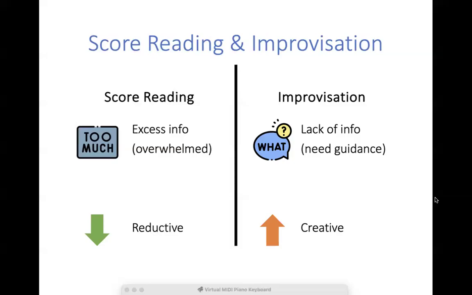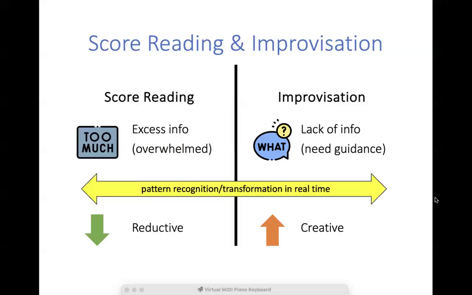And we can connect these two through pattern recognition. So that involves schema theory, as well as transformation of these patterns, such as transposition. And this is done in real time. So, for example, improvisation has to be done in real time. That's just by definition. That's the nature of improvisation. And likewise with score reading, that's also something that needs to be done in real time. If it's not done in real time, we would just call that analysis. And likewise with improvisation, if it's not done in real time, we would call that composition.